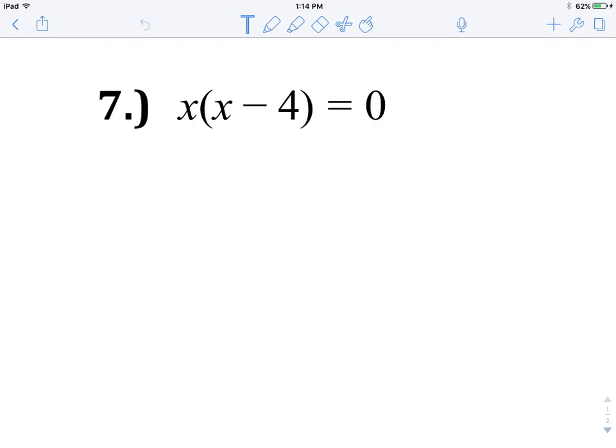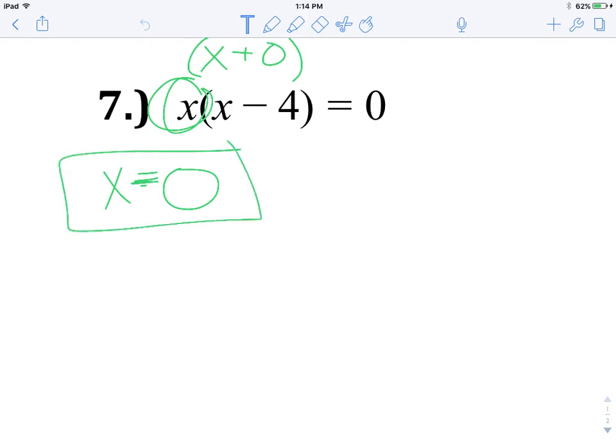All right, 2 more to go. Number 7, again, is already factored. Do not distribute. That's the number one biggest mistake people make. It's already factored, although it looks kind of strange. So what we're going to do is take each factor and set them equal to 0. So that x by itself is a factor, even though it's not in a parenthesis. If it was in a parenthesis, it would look something like this. But because it's 0, we drop that and we just write it as x. So x equals 0, that is one of your answers.